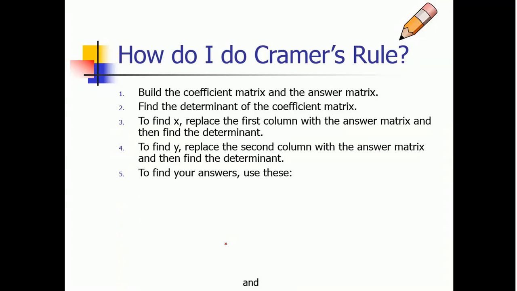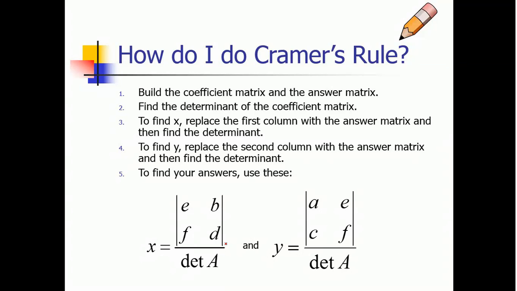To find your answers, you're going to use these two formulas. x equals the determinant of your coefficient matrix with the answer matrix put in, divided by what the determinant was to begin with. And y is basically the determinant of the coefficient matrix with the answer put in for the second column, divided by the determinant of A. Let's try a few problems before we really start going.